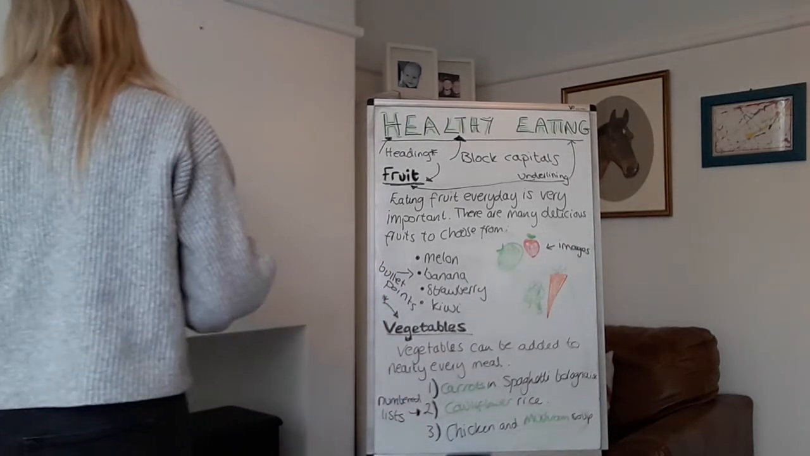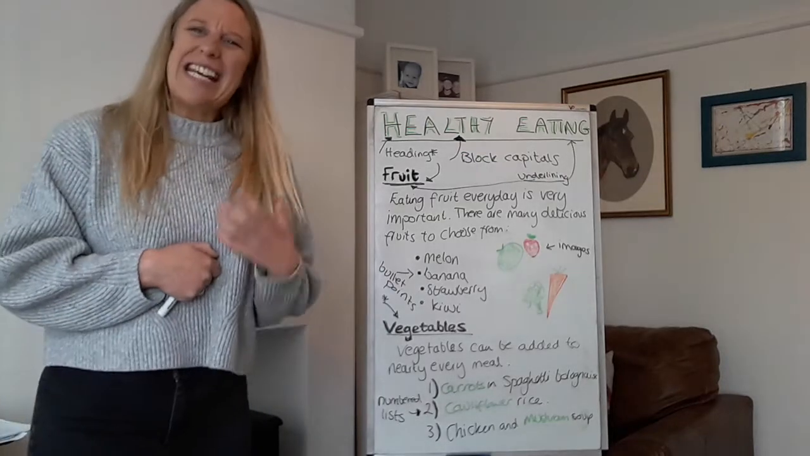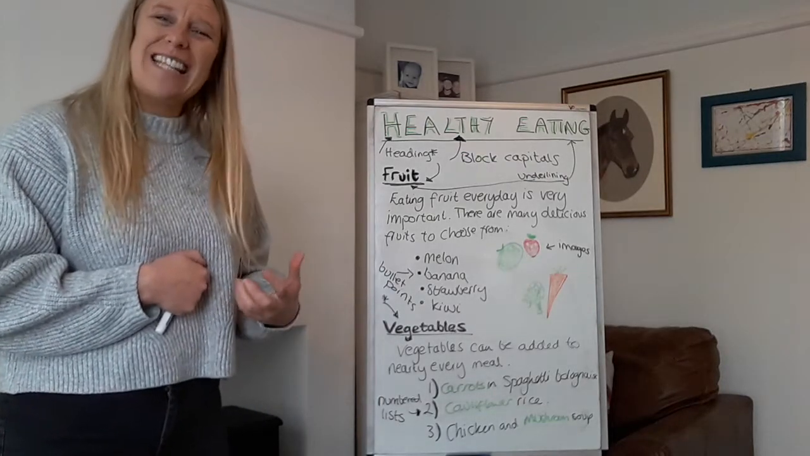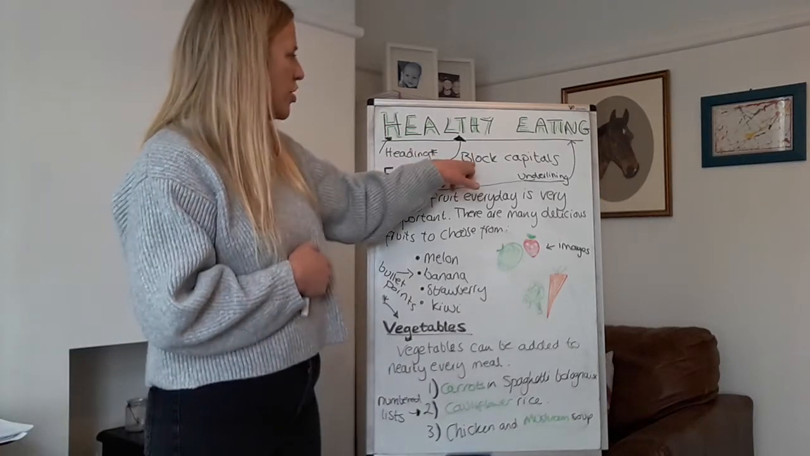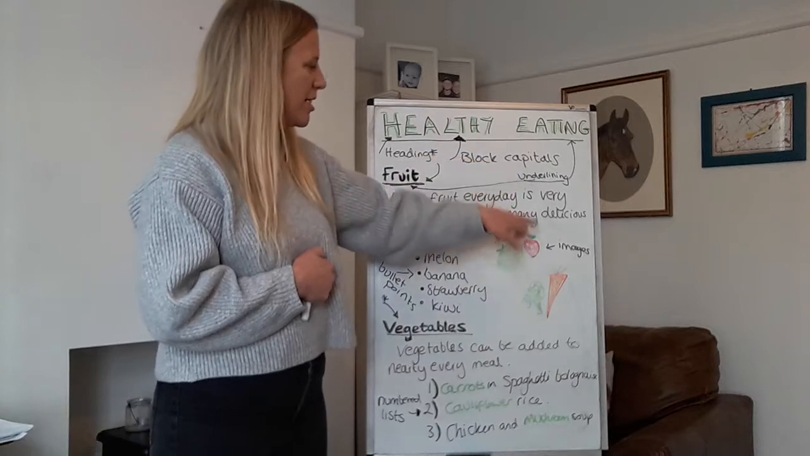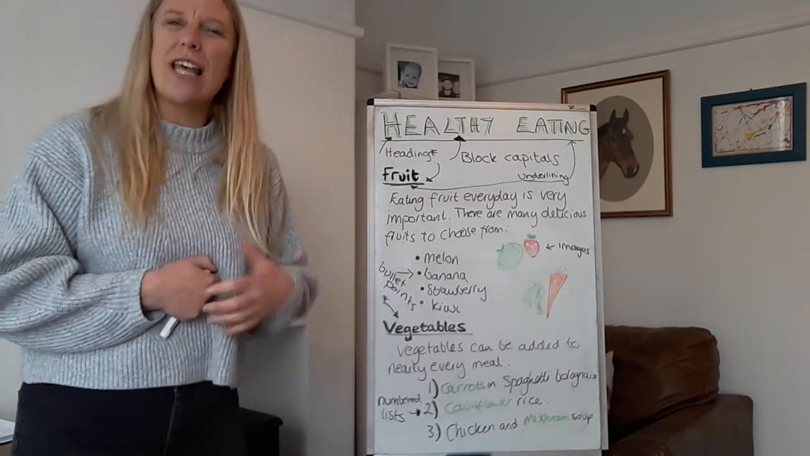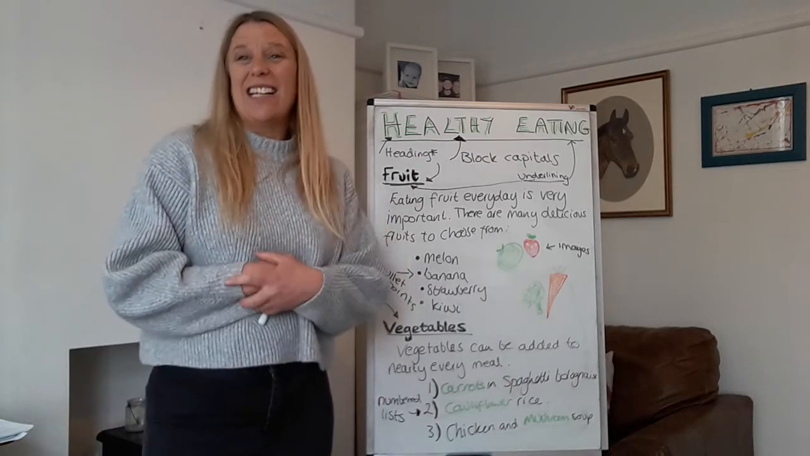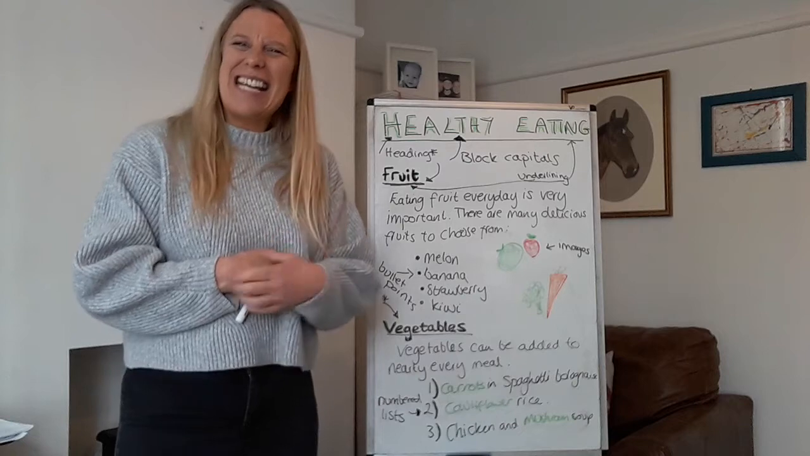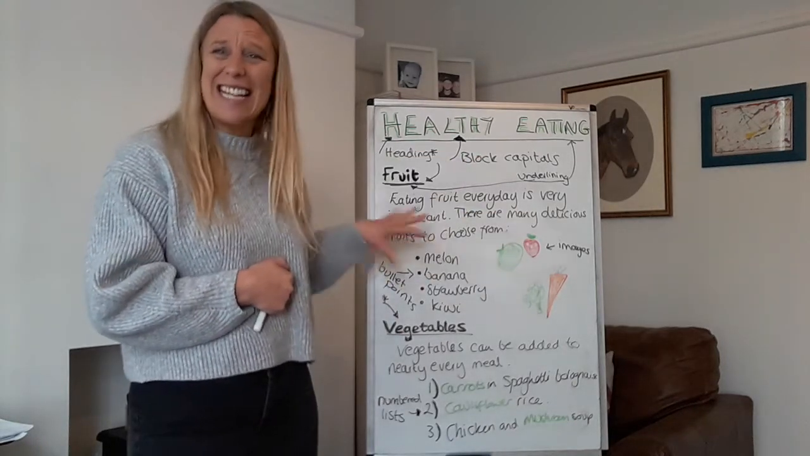Okay, so we've got numbered lists, bullet points, underlining, block capitals, images. In leaflets, you will often find these, what we call features. These are all features: headings, block capitals, underlining, images, bullet points, numbered lists. They make it easier for us to read the leaflet, because we can find information very easily.